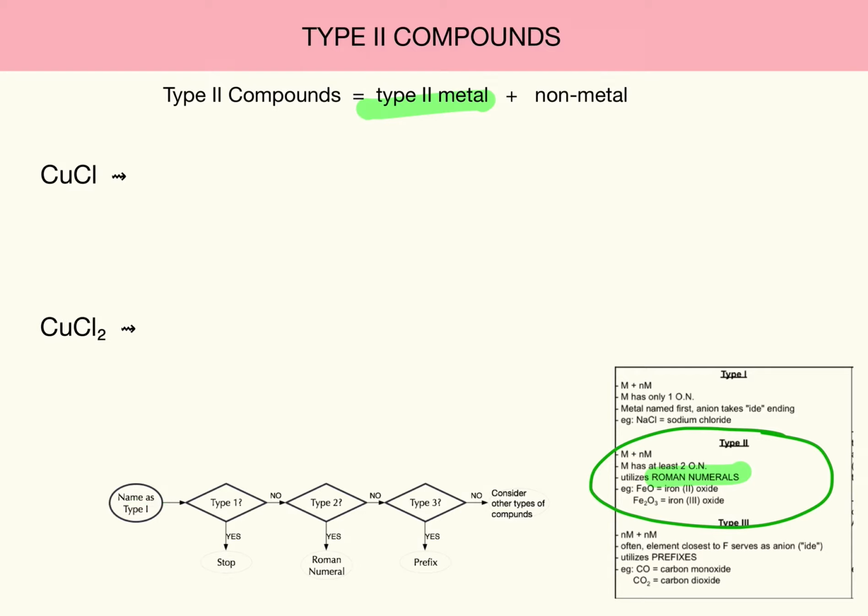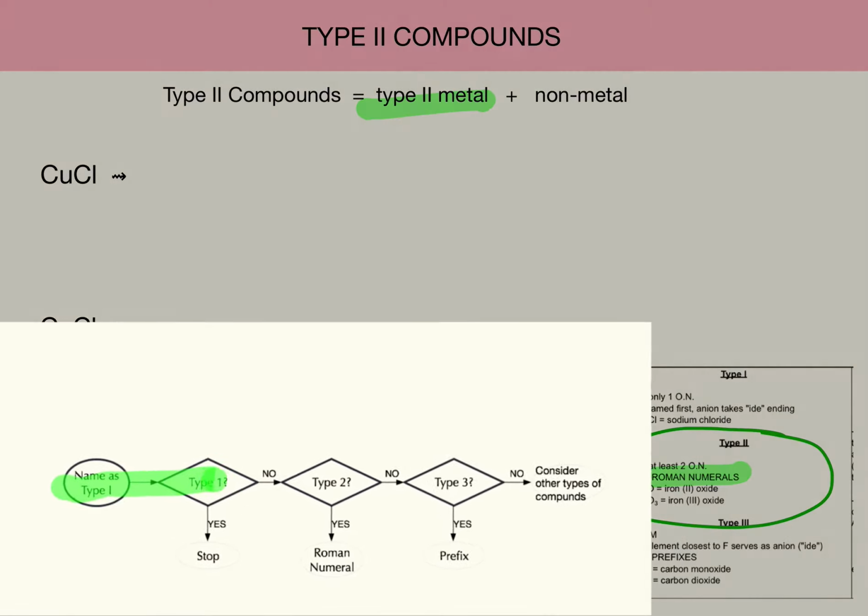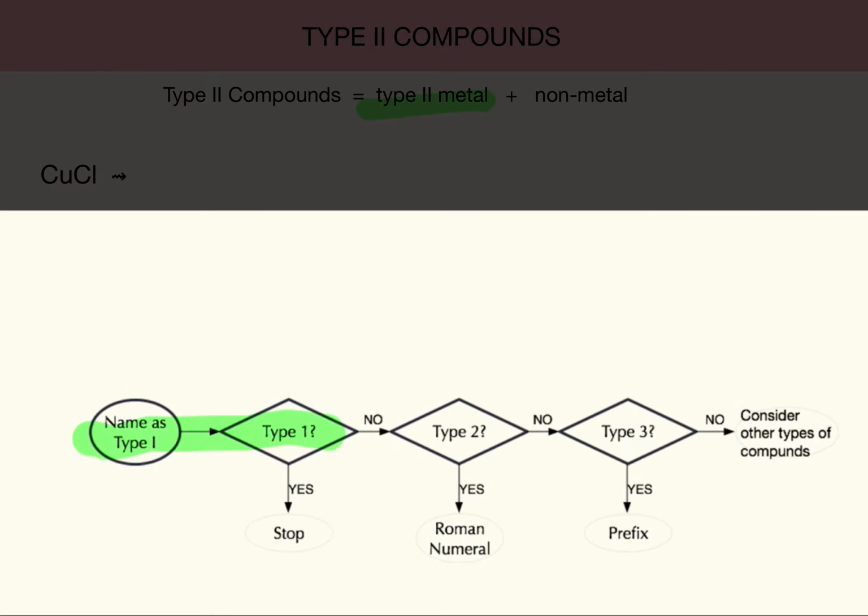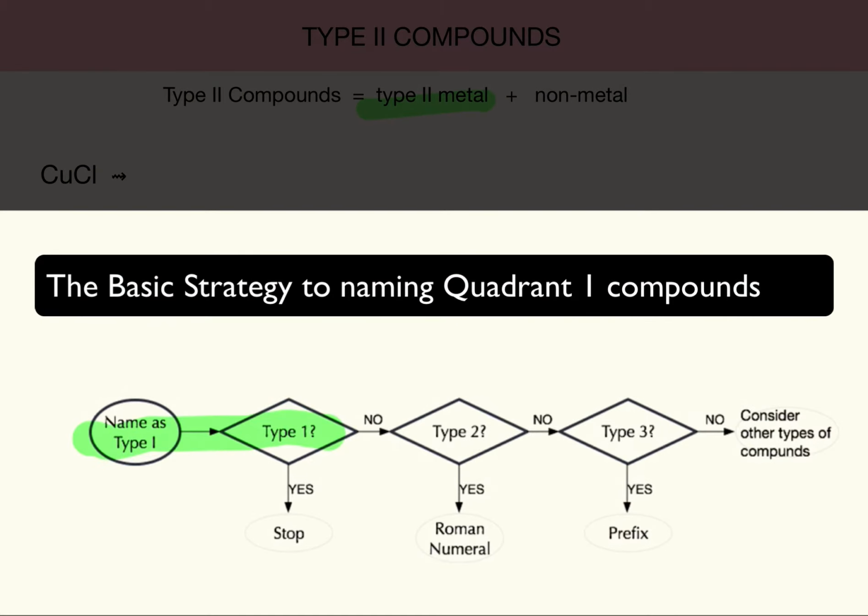The first thing I do is name every binary non-acid as a type 1. And then I check the rules to see if indeed it is a type 1 compound. If it is, of course, then I just stop. But what if I name it as a type 1 and I decide, no, it's not a type 1? I then look at the rules to see if it's a type 2 compound. If I see that it is a type 2 compound, then I just add a Roman numeral and I stop. See, I don't start over, I just continue from where I left off.